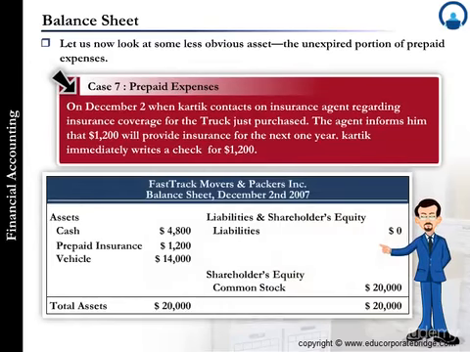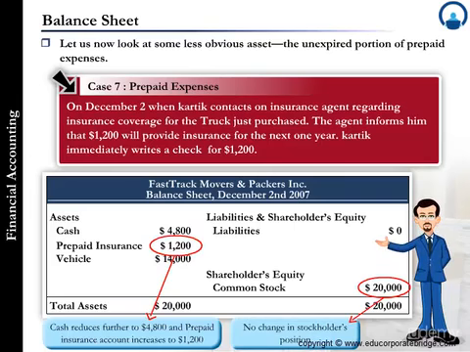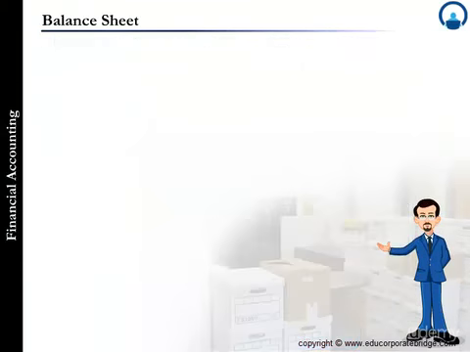How do we account this on the balance sheet? Let us first look at the balance sheet implication. On the asset side, cash reduces further by $1,200 and the prepaid insurance account increases to $1,200. On the liability side, no change in stockholders' position. What is the impact on the income statement for the month of December?